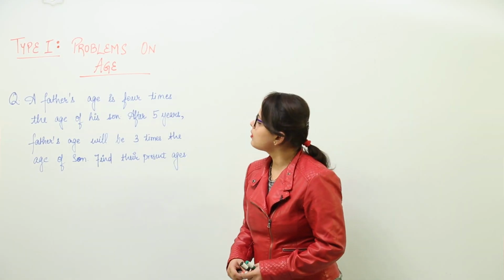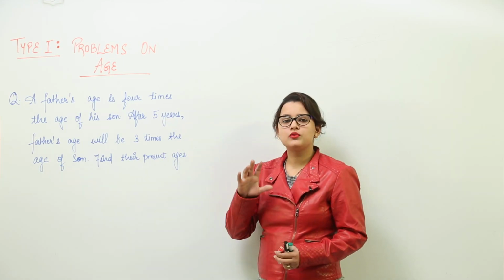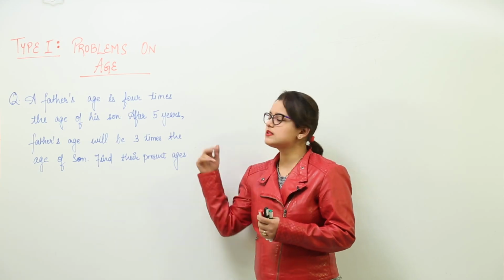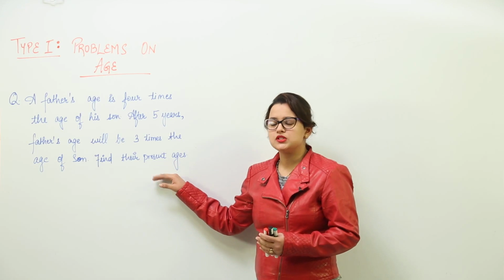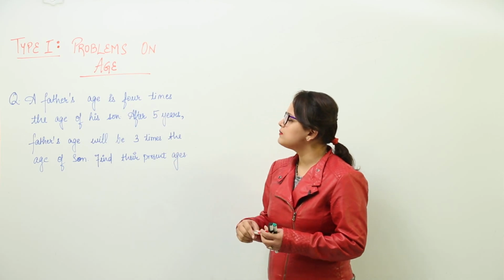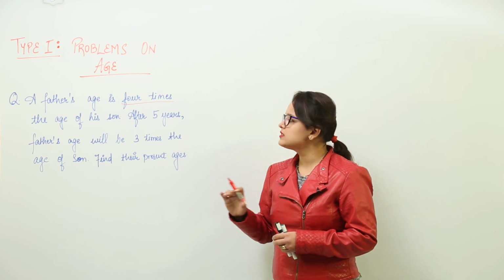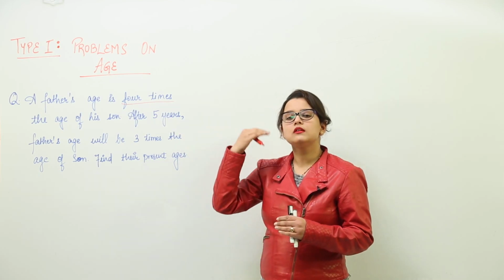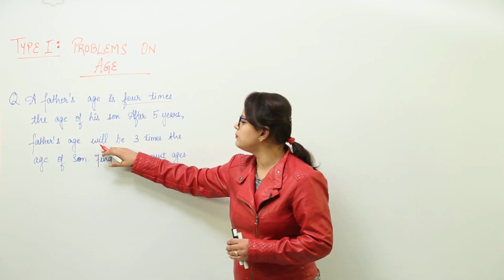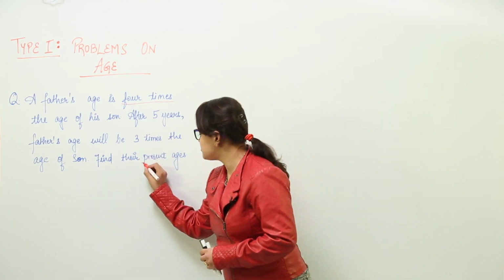Now we will do the problems on ages. An age problem comes like this, in which you are given the present ages and the future ages, and for that you have to find the present ages. I have taken one such example where a father's age is 4 times the age of his son. That is, we are talking about their current ages. After 5 years, the future, the father's age would be 3 times the age of his son. We have to find their present ages.